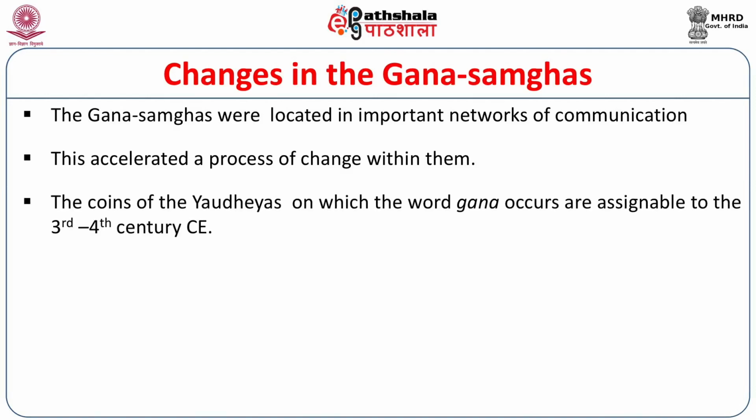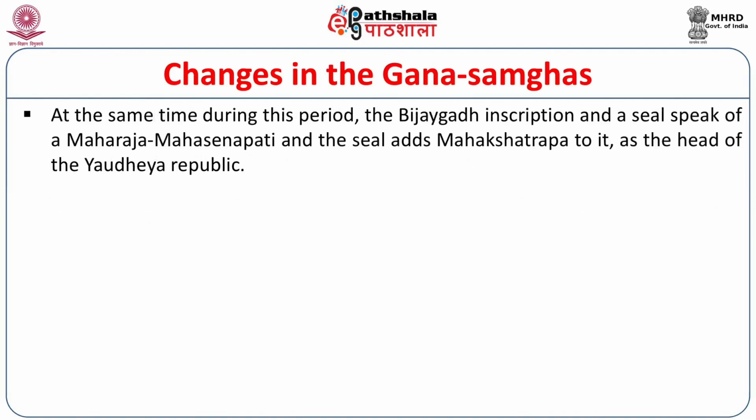And we have a lot of these Gana-samgha powers issuing coins where we have the word Gana, and normally the coins with the word Gana are assignable to the 3rd and 4th century CE. With the passage of time, we find that for the Yaudheyas we have this inscription called the Vijaygarh inscription and the seal, which speak of a Maharaja, Mahasenapati, and the seal adds Mahasatrapa to it as the head of the Yaudheya Republic.